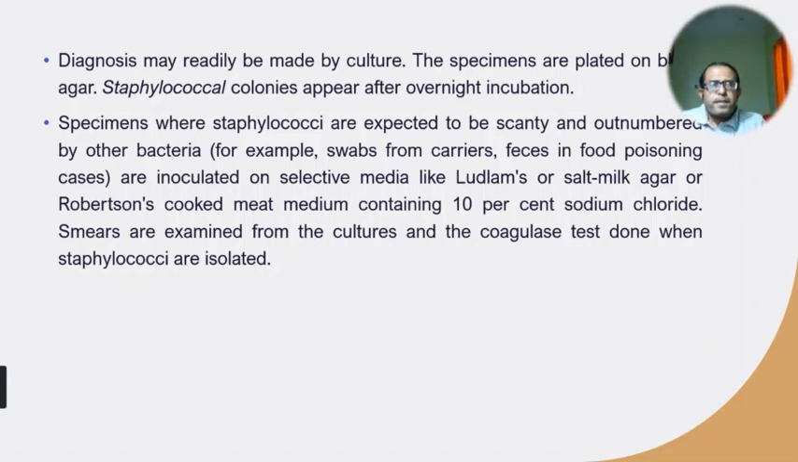Now in specimens where staphylococci are expected, they may be scanty and outnumbered by other bacteria. So we have to use specific selective media such as Ludlam's medium, salt milk agar, and Robertson's cooked meat medium containing 10% sodium chloride. For such specimens having a small number of Staphylococcus aureus bacteria, we have to plate or spread the specimen sample on the selective medium. So we are able to get a large number of colonies on these selective media.